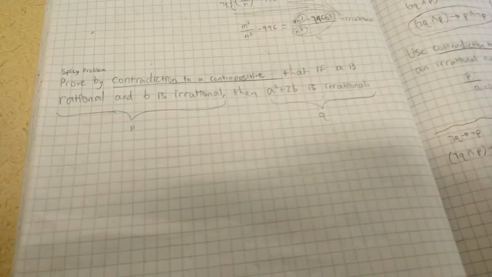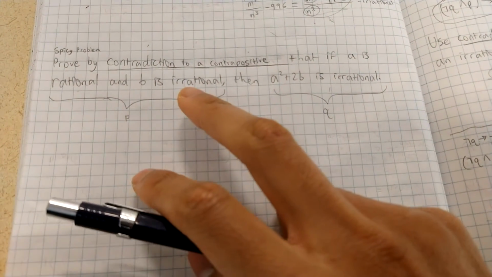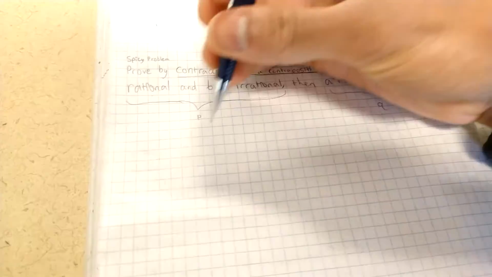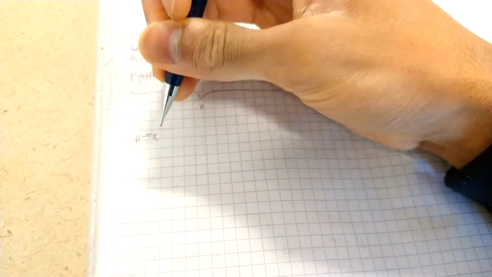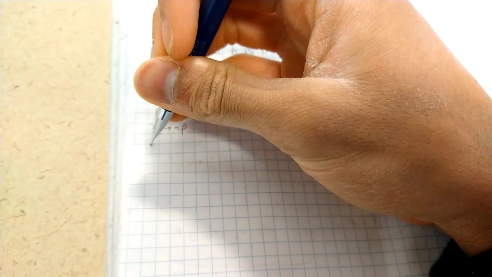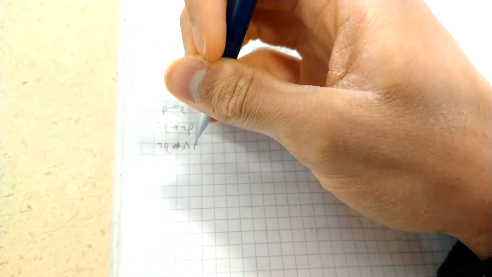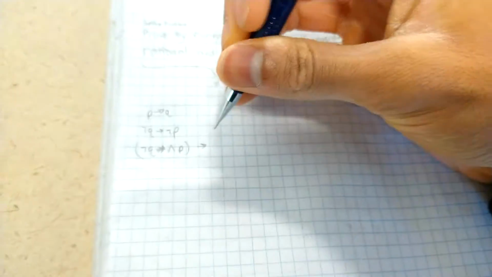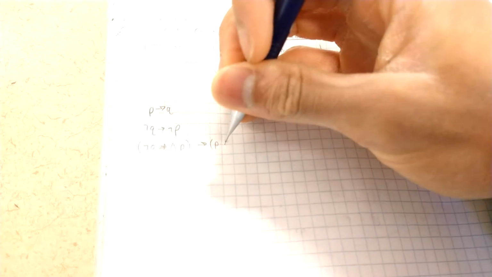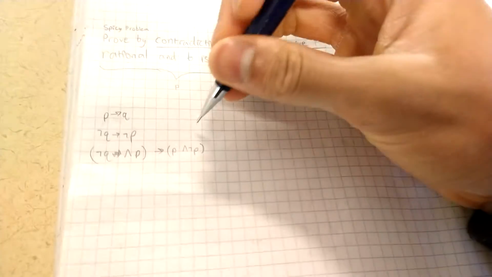Again, the next problem is use contradiction to contrapositive to show that if A is rational and B is irrational, then A squared plus 2B is irrational. Okay, so again P leads to Q, so not Q leads to not P, and then we have to assert that not Q and P would lead to P. Let's do P and not P. Okay, so there we go.